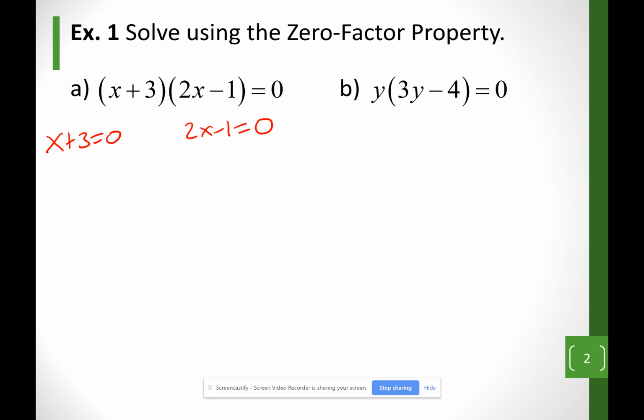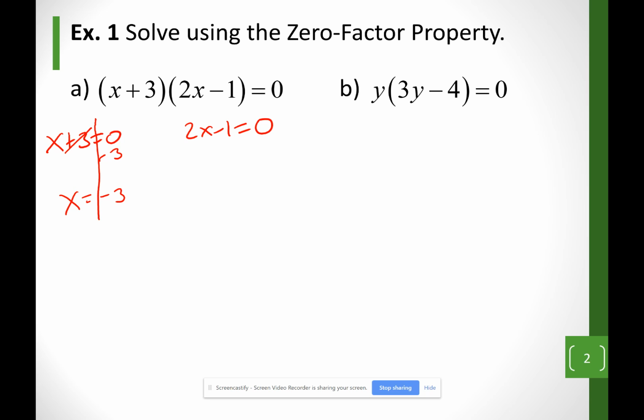Then we're just going to solve the way we always solve. I'm going to separate my things through the equal sign. My positive 3, I'm going to subtract 3 on the other side. Right? I move it to the other side and switch the sign. We have that x is equal to negative 3. So my first solution is negative 3.